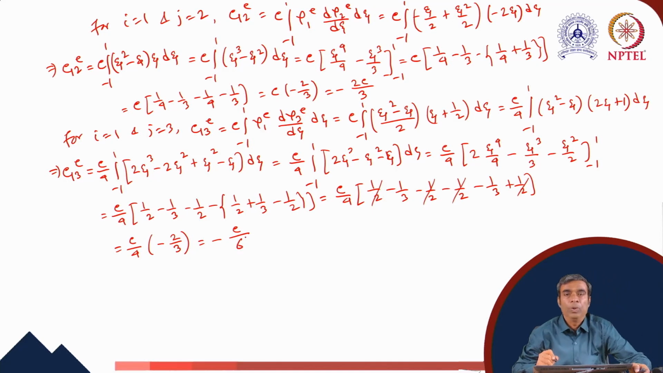So we have calculated the first row of the convection matrix for a quadratic bar element. Similarly, we can calculate the second and third rows of the matrix.